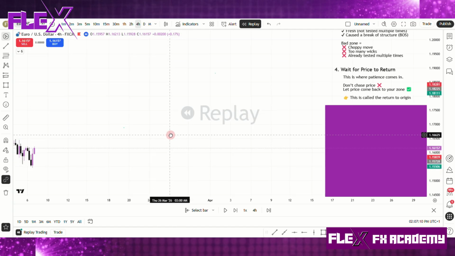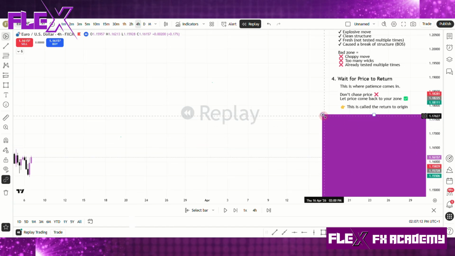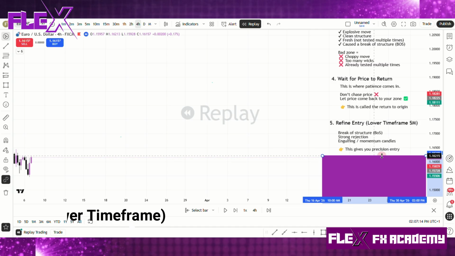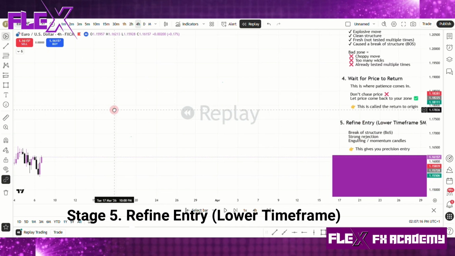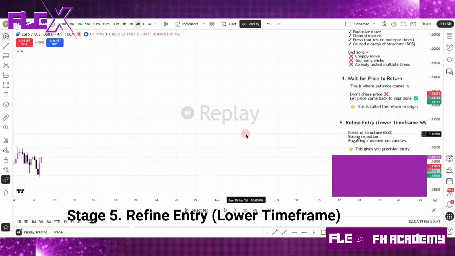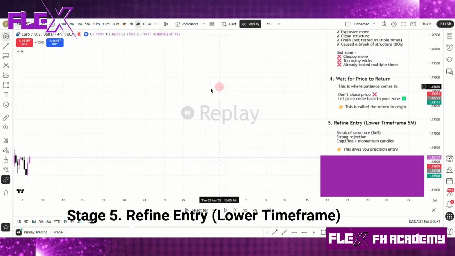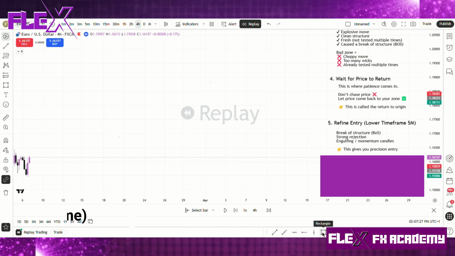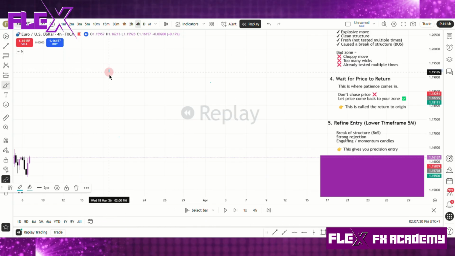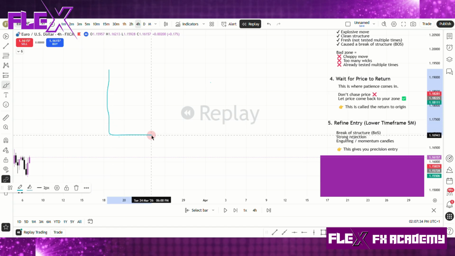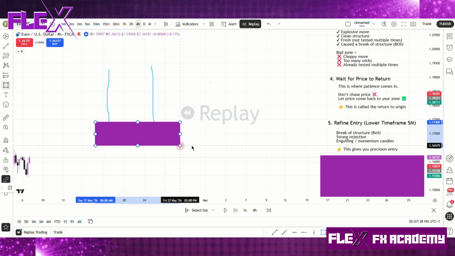So after stage 4, our next stage is stage 5, where we refine our entry. Refining our entry is a very important concept. That means this is where we now go down to the lower time frame, which is the 5-minute time frame. Let me get a drawing tool. So this is our drop base rally. I zoom in, then this is our zone.